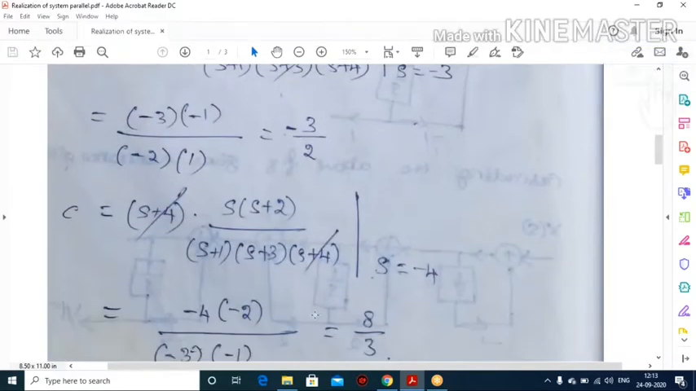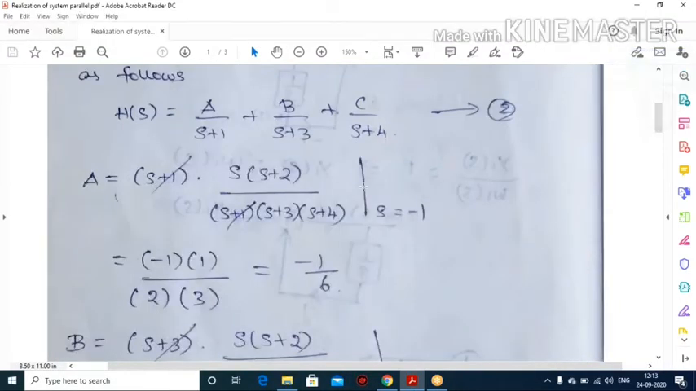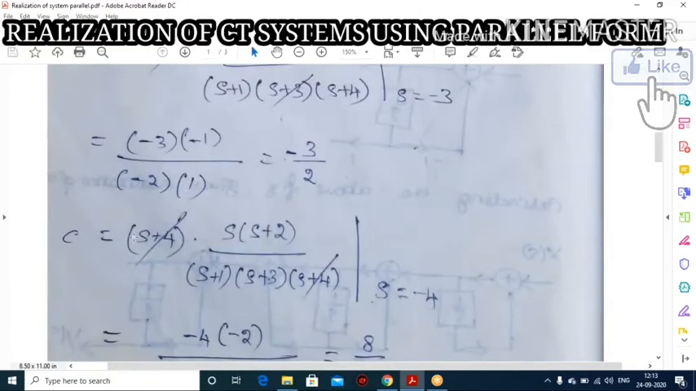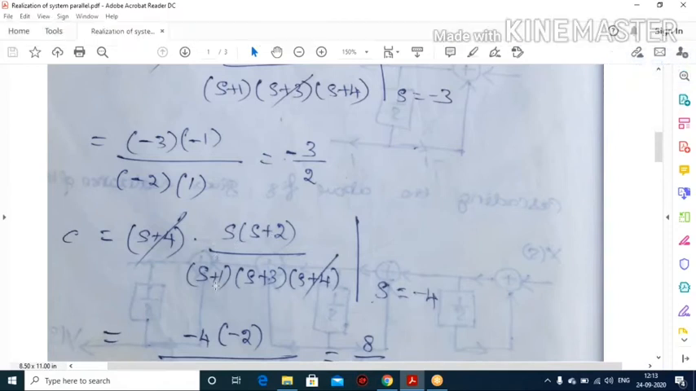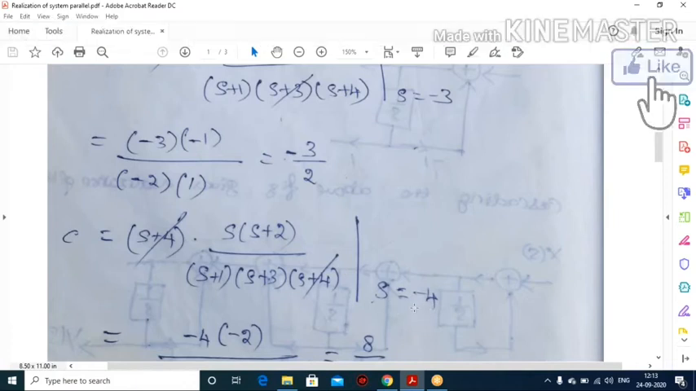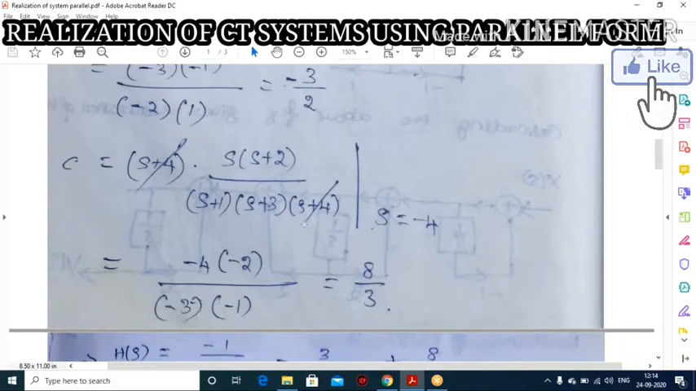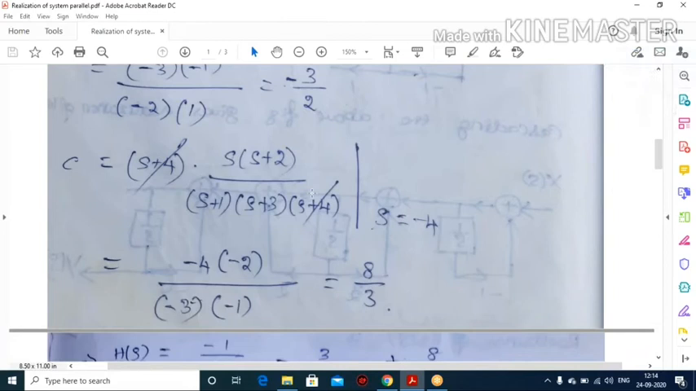Okay. So C, the C pole is what? The C pole is S plus 4. Now I substitute this S plus 4 here. So C pole is S plus 4 into your H of S. H of S is S into S plus 2 divided by S plus 1, S plus 3, S plus 4. At here S plus 4 is the pole, so this pole equal to 0, so S equal to minus 4. I put here S equal to minus 4. Now S plus 4 and S plus 4 cancel out. Then finally you substitute this S value here.